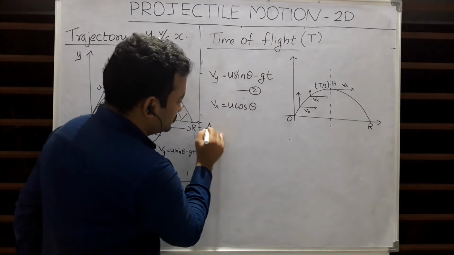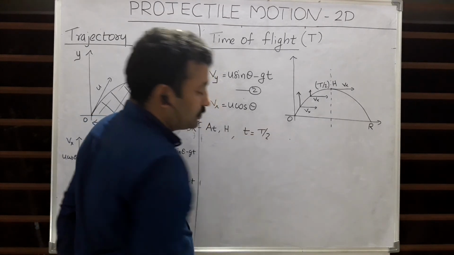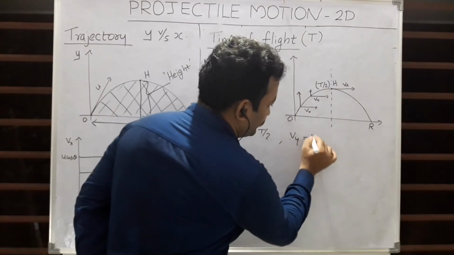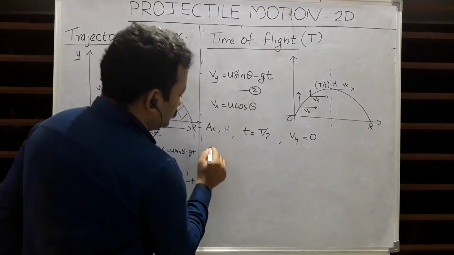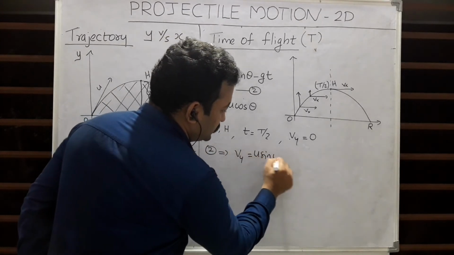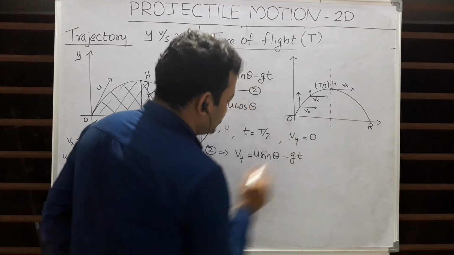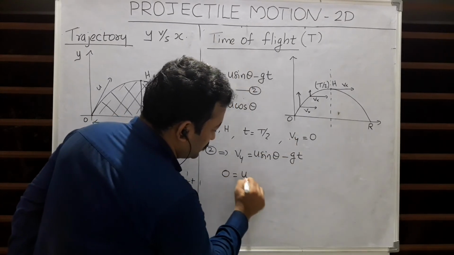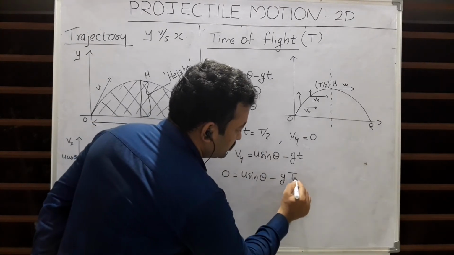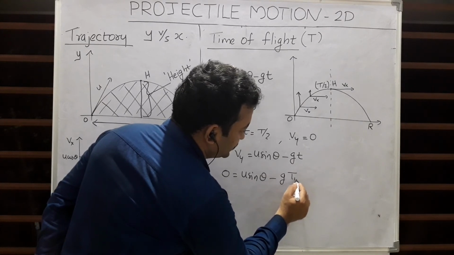So at h, the time taken is t by 2. And what happens for Vy? Vy becomes 0. Make use of equation 2. Equation 2 is Vy is equal to u sine theta minus gt. Substituting this, I'll get Vy is equal to 0, u sine theta minus g into t, where t is t by 2. Put it as t half.